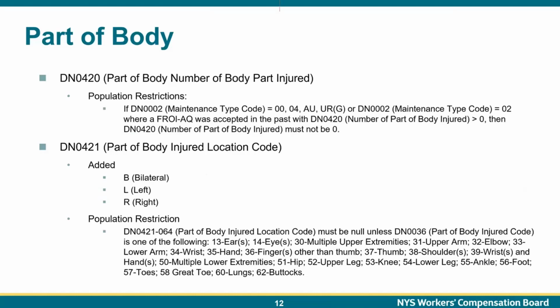As I'd mentioned earlier, there are several population restrictions. This one is on DN421, part of body injured location code. And this is just letting you know it must be null unless one of the parts of body are those listed on the screen here. This is the same list as the previous slide.